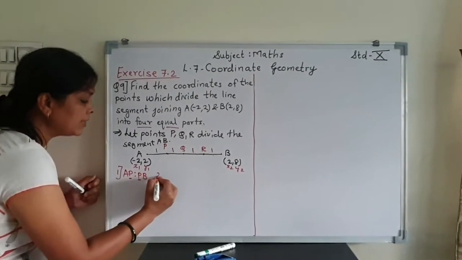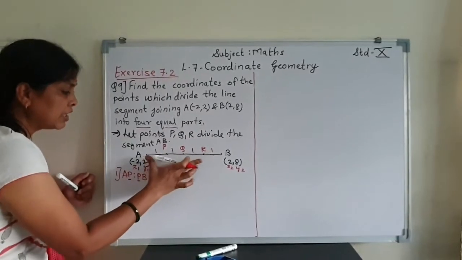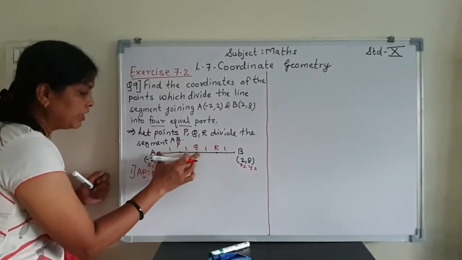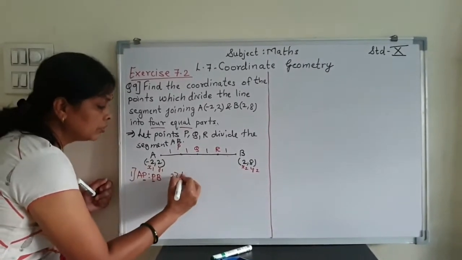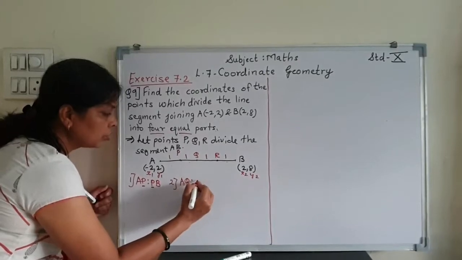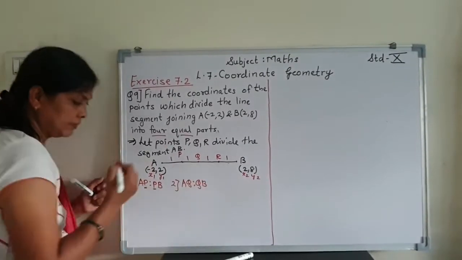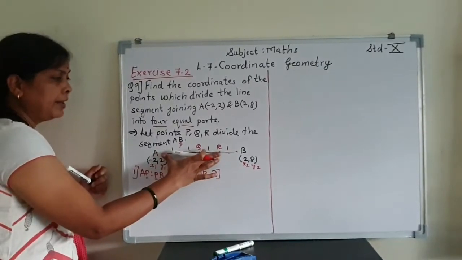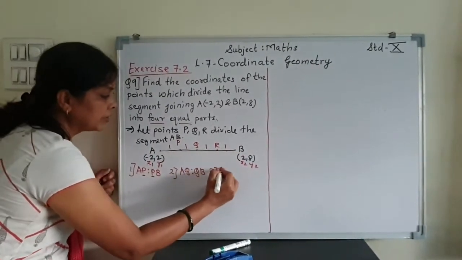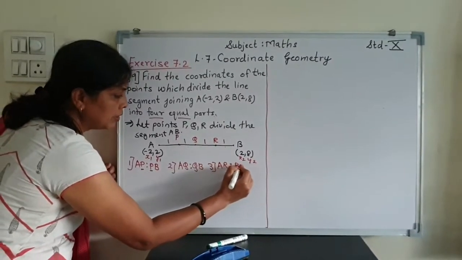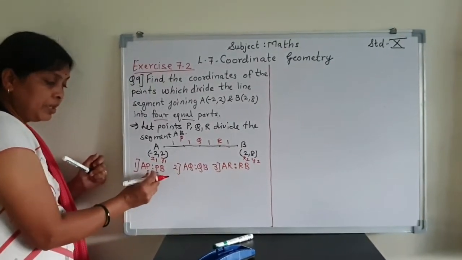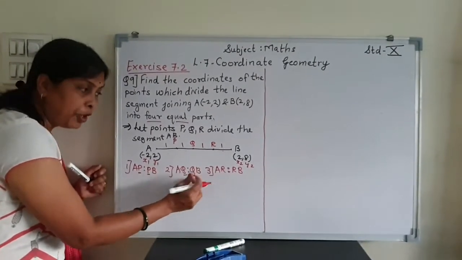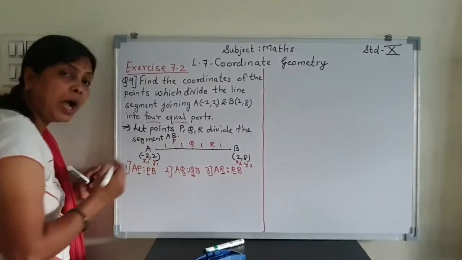Second ratio we get as, if you take this whole R point, Q. So Q means how is it? AQ is to QB. Now the third ratio is AR is to RB. Now if you observe here, we get the coordinates of point P, here we get the coordinates of point Q, here we get the coordinates of point R.